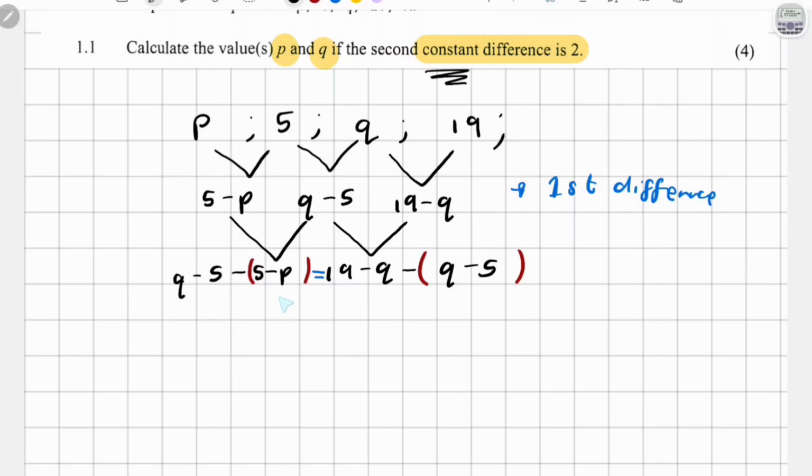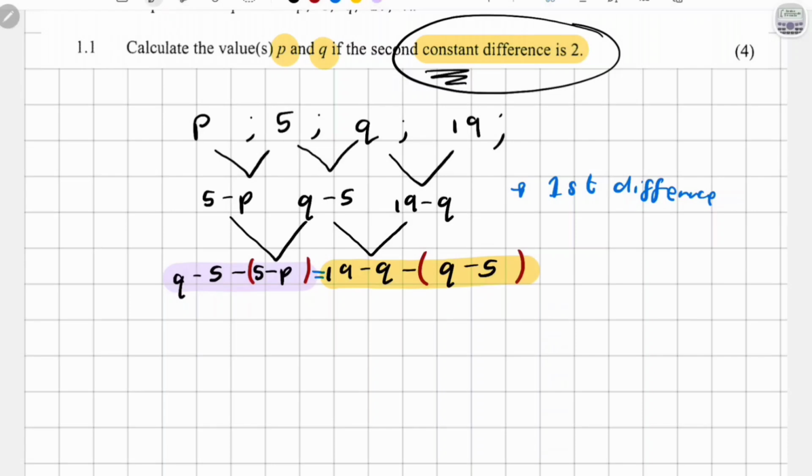I could have tried to equate them, but the issue is you have a Q here, you have a P here, and here you have Q and Q. So because you have 2 letters, it's not a very good idea to just equate them because you will not be able to solve for P or Q. So let's use what they told us here. They told us that the second constant difference is 2. Well, this thing that we have here, like 19 minus Q minus Q minus 5, that is the second constant difference. And even this one is the second constant difference. So it means that each of these, right, they're both equal to 2.